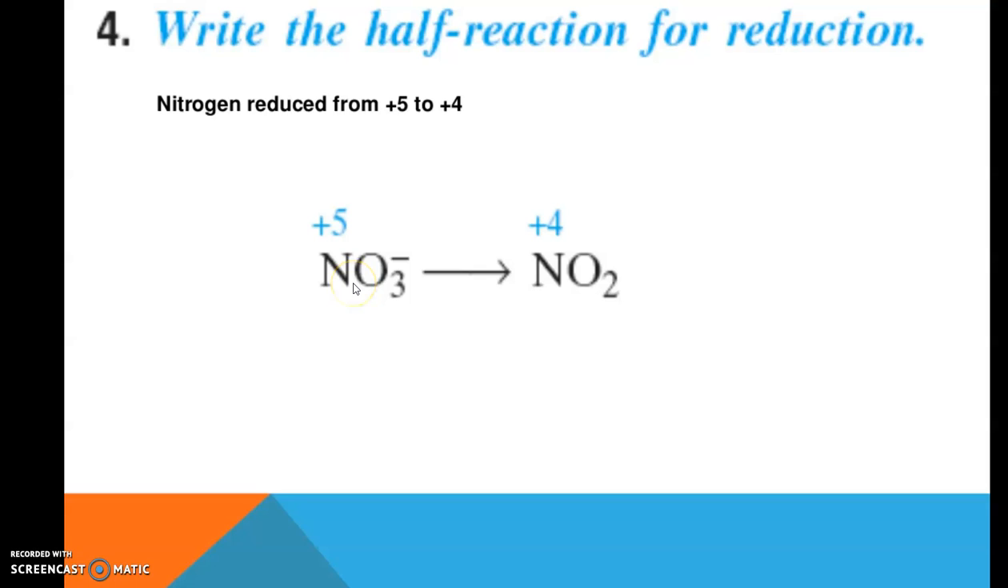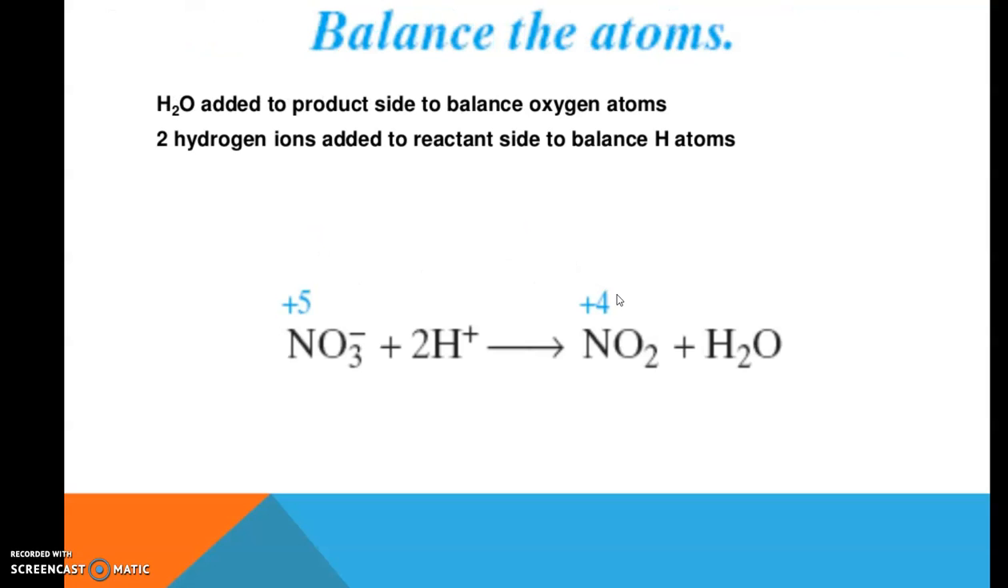So we'll check with atoms. First we have to check the N, how many N's are there? 1. Okay, here 3 oxygen, here 2 oxygen, so we have to balance it with water and acid. Sorry, H plus. So H2 we can add here.